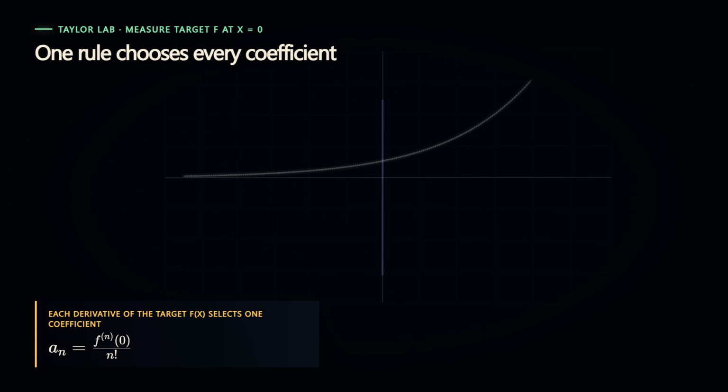The pattern continues. Differentiate x to the n repeatedly. Each pass lowers the power and pulls down a number, n, then n minus 1, and onward. After n passes, the multiplier is n factorial. Every lower power has disappeared. One derivative measurement can isolate one coefficient. In general, a sub n equals the nth derivative of f at 0, divided by n factorial. This is the Taylor series centered at 0.